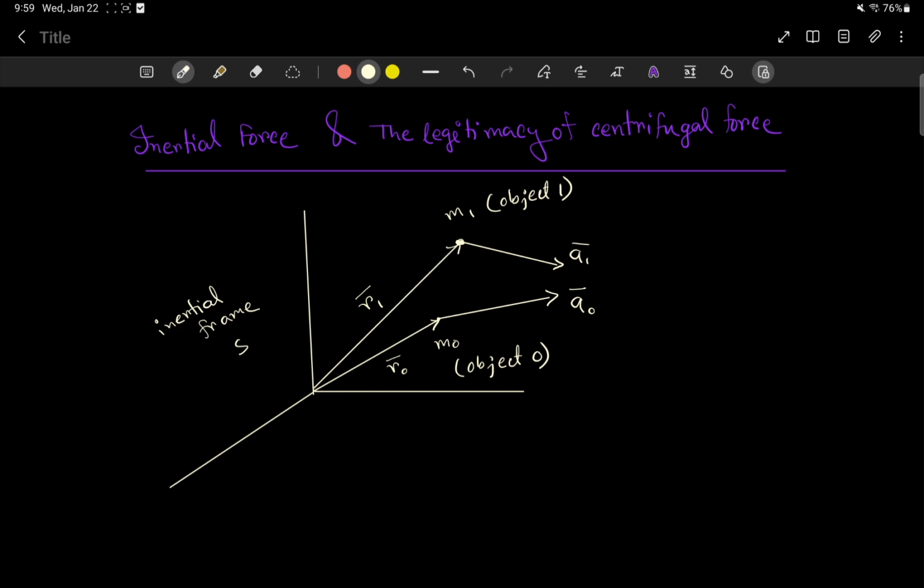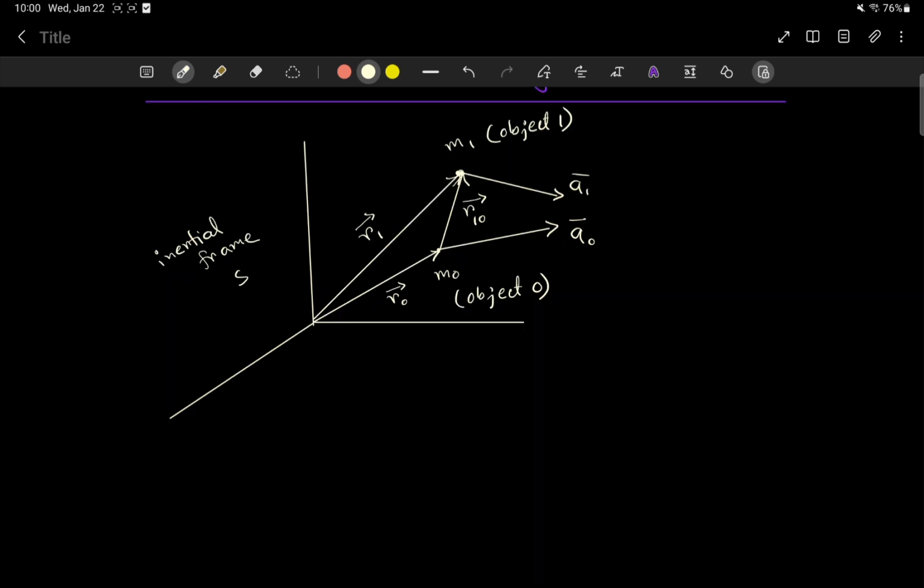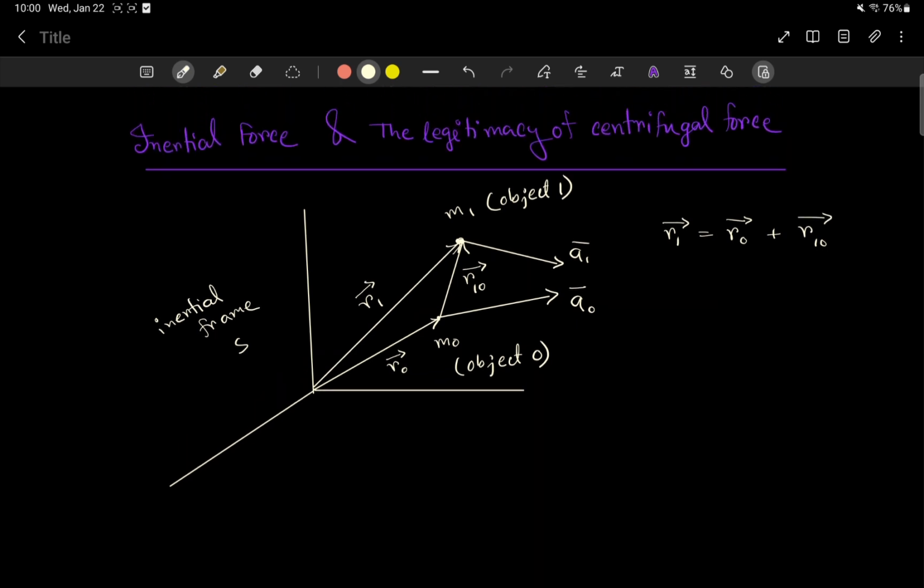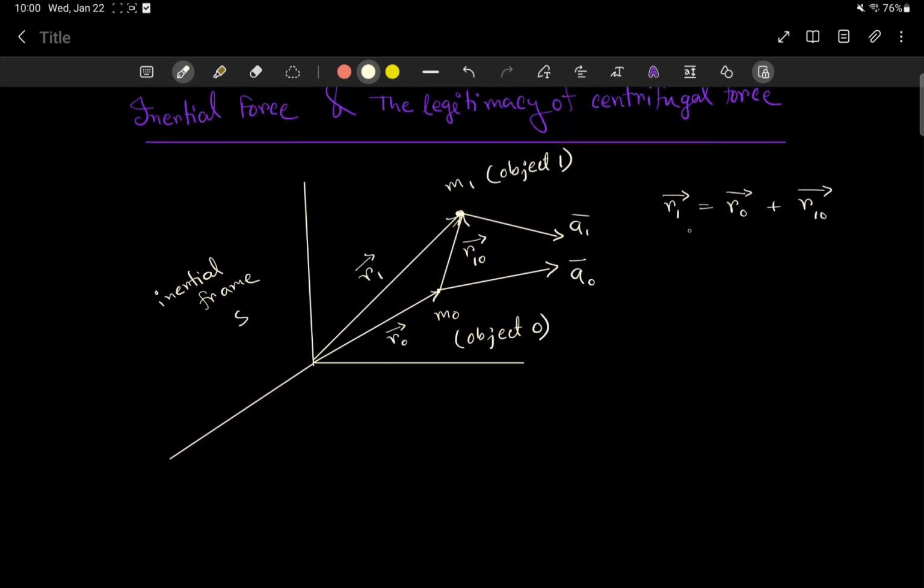Now what we will try to see is the relative position of m1 with respect to m0, or rather, observe the position of object 1 with respect to object 0. So the measurement we'll get is this vector, the relative position of object 1 with respect to object 0. From the law of vector addition, r1 is equal to r0 plus r10, which is the relative position of object 1 with respect to object 0. So r10 can be written as r1 minus r0.